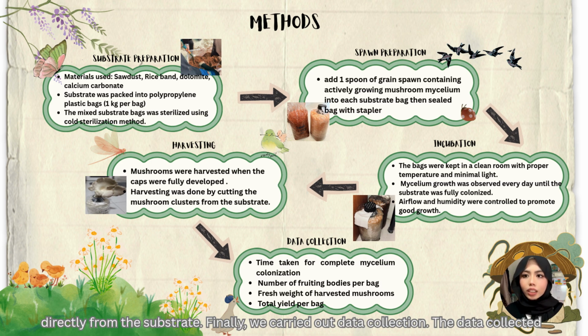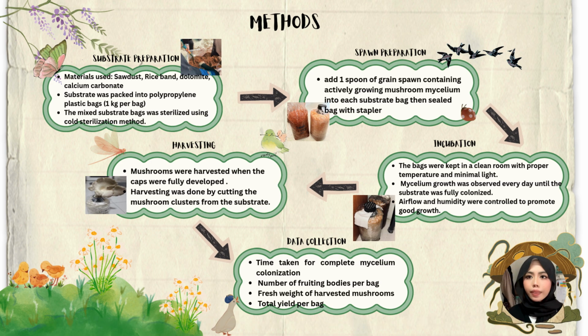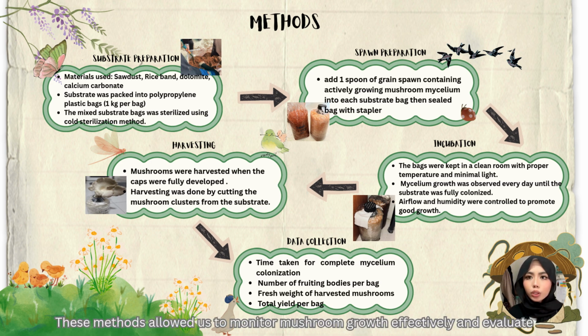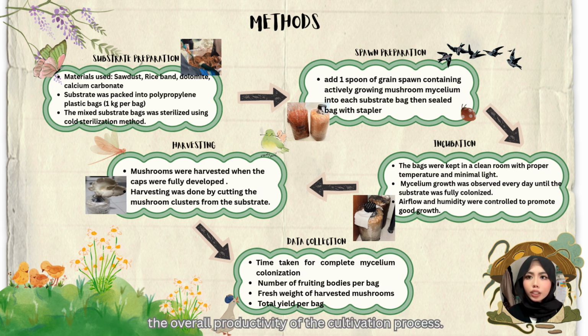The data collected included the time taken for complete mycelium colonization, the number of fruiting bodies produced per bag, the fresh weight of harvested mushrooms, and the total yield per bag. These methods allow us to monitor mushroom growth effectively and evaluate the overall productivity of the cultivation process.